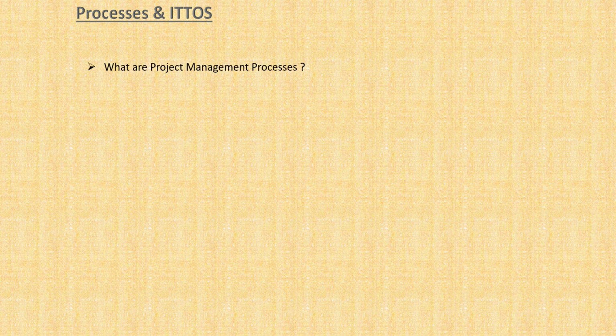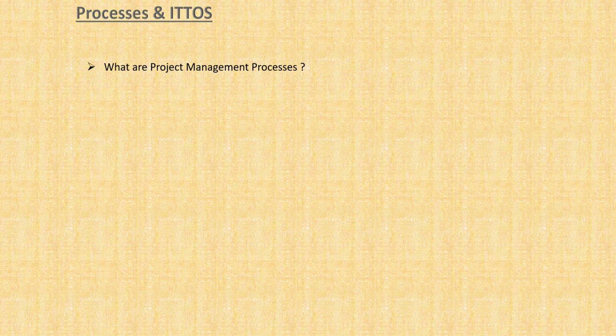What is a project management process? A project management process is a group of activities, a group of tasks which we perform as part of our day-to-day project management activities. These tasks or activities take some input from other processes or other activities, then use some tools and techniques, and then deliver some new outputs.